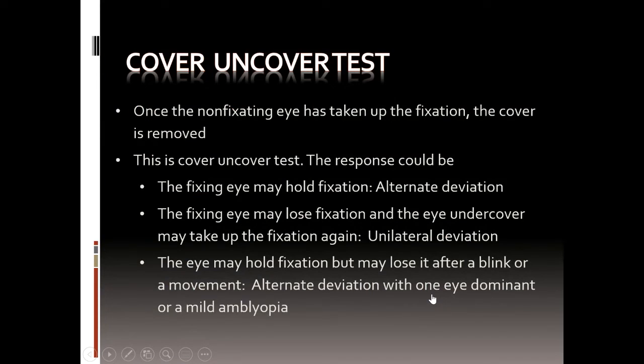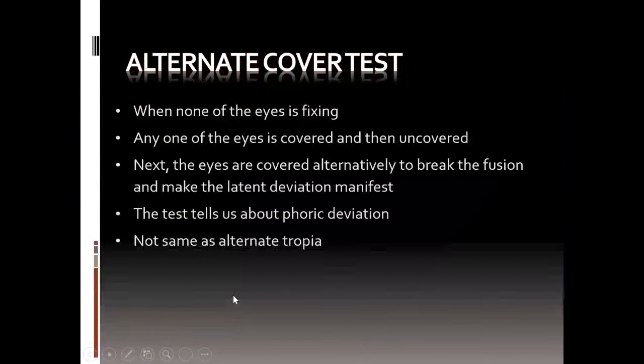Now once you have covered the eye, you are going to leave it. Once you leave it, there are only two things that can happen. Either this particular eye may hold the fixation, then it is alternate tropia, or it may lose the fixation, then it is unilateral tropia. The eye may hold the fixation but may lose it after a blink, and then it is alternate deviation with one eye dominant, or a master eye, or a mild amblyopia, or an intermittent deviation. So we come back to where we were.